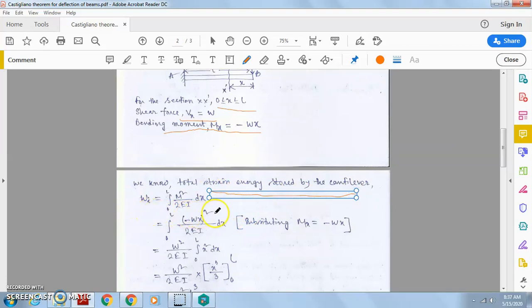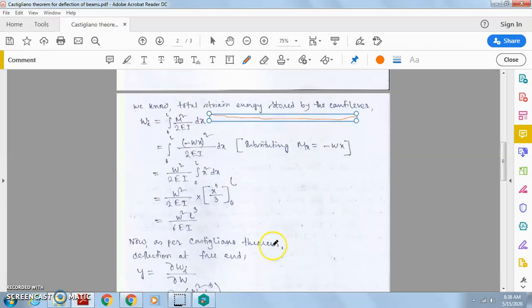We know the total amount of strain energy stored by the cantilever is Wi equal to the integration from 0 to L of M squared by 2EI dx. This is as per the Moore theorem in the strain energy formula. In the previous class we have already solved this. We put the value of Mx in this integral, so integration from 0 to L, in terms of x, we write M as minus Wx. After integration we get Wi equal to W squared L cubed by 6EI.